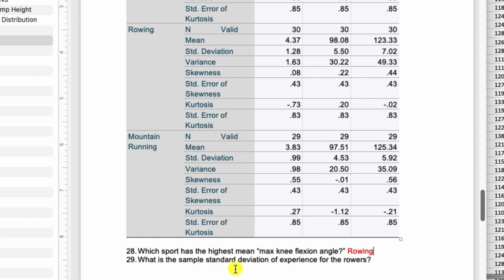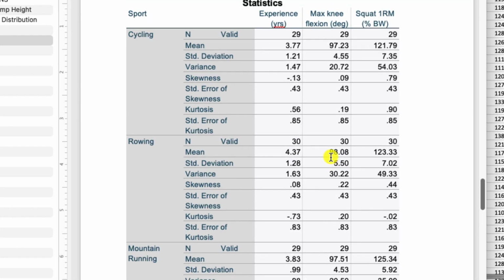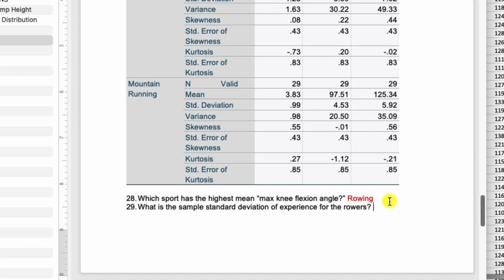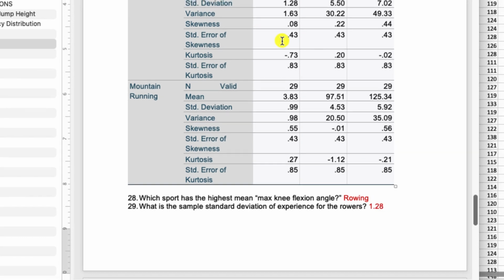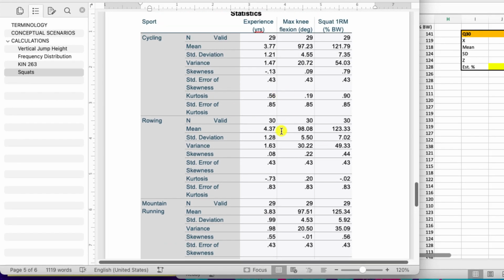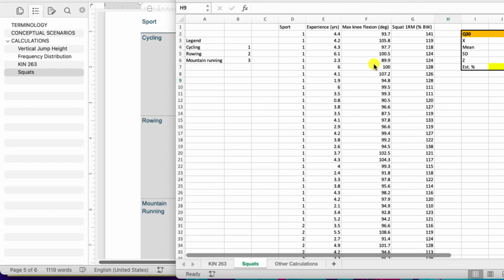What is the sample standard deviation of experience for the rowers? So we could go to our experience column, standard deviation would be listed there, and it's 1.28. So this question is kind of an example of an output question I could give you. Alternatively, I could also ask you to do the same calculations in Excel using Excel functions.